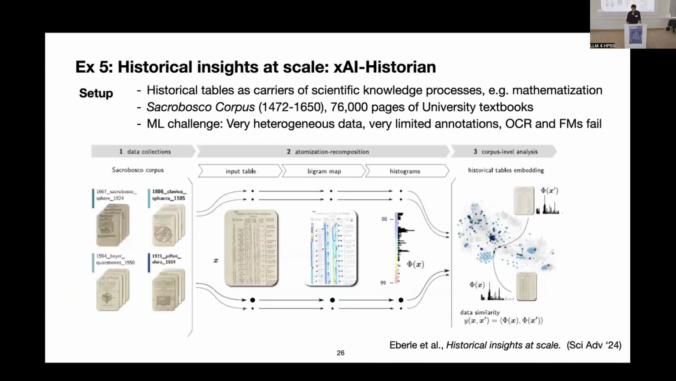So together with them, we developed a workflow to aid historians to gain insights at scale. And one term that came up during this is the XAI historian. So a historian that can use AI and explainable AI to discover case studies and actually do a more data-driven hypothesis generation.